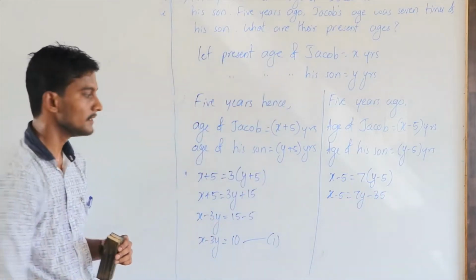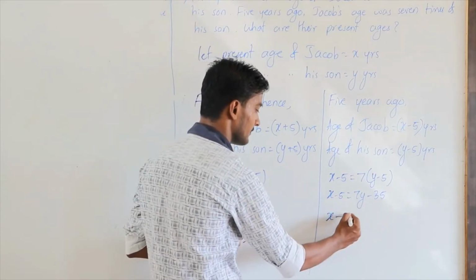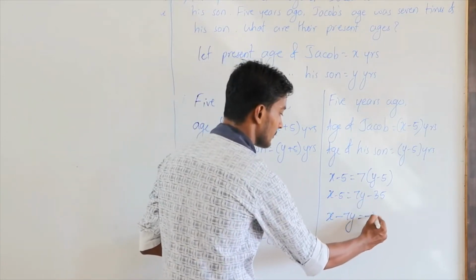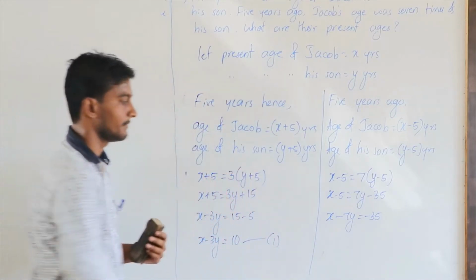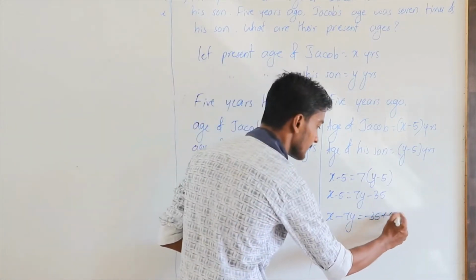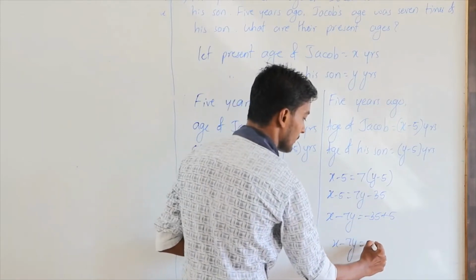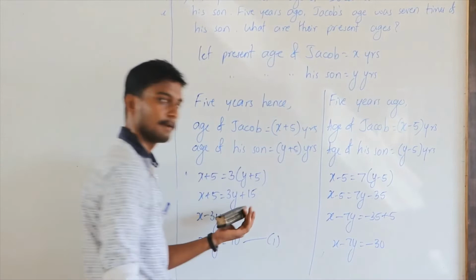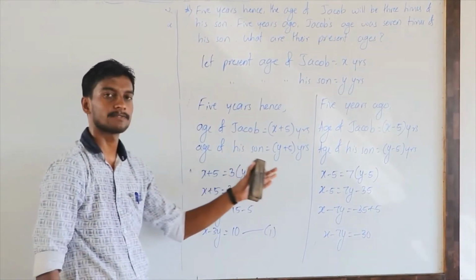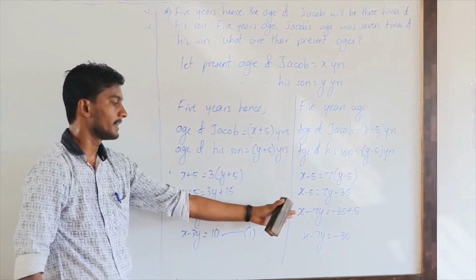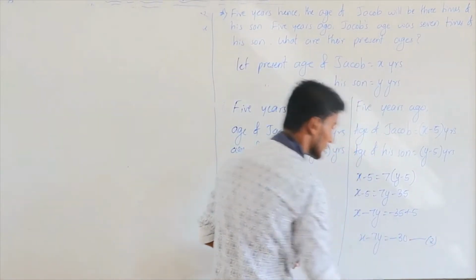35. So make the variable on one side, x, if you bring 7y to this side, minus 7y is equal to minus 35, and minus 5 if you take that side becomes plus 5. x minus 7y is equal to minus 30, because one is plus and another one is minus. So if you subtract 35 minus 5 it is 30, and the bigger number's sign is minus. So take it as equation number 2.